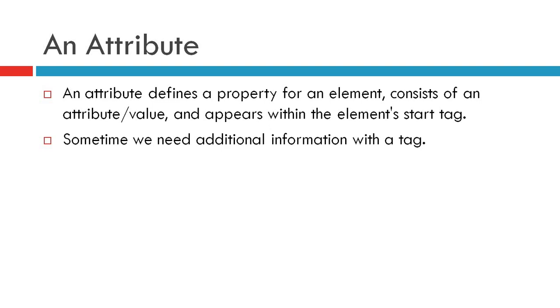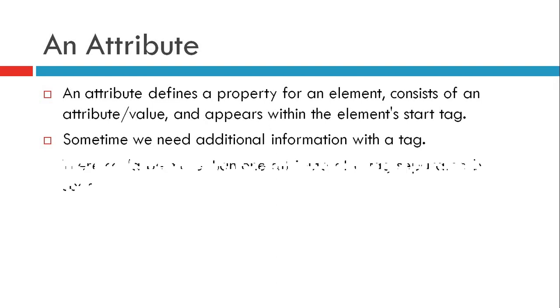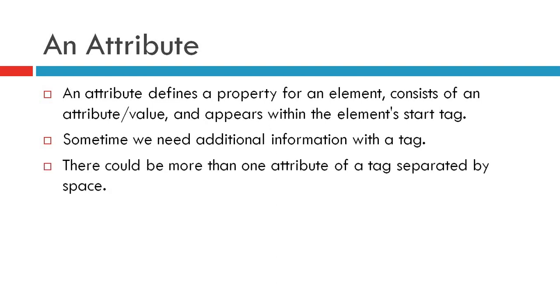Sometimes we need additional information with the tag. So this additional information is provided by attributes. There could be more than one attribute of the tag separated by space. A single tag can have more than one attribute and those can be used by separating them with spaces.